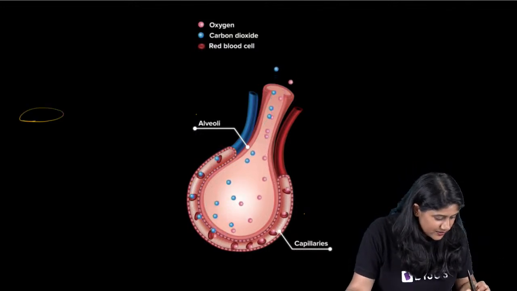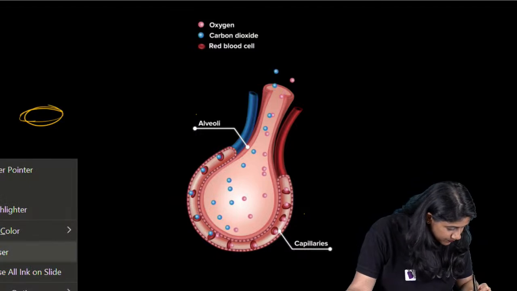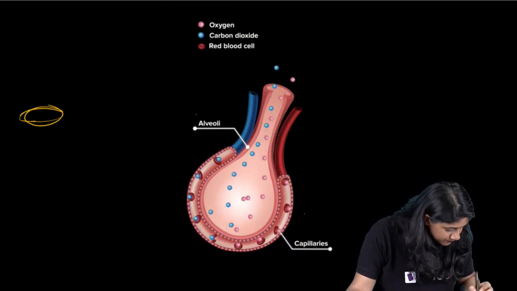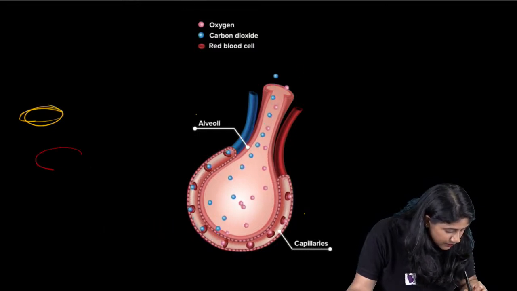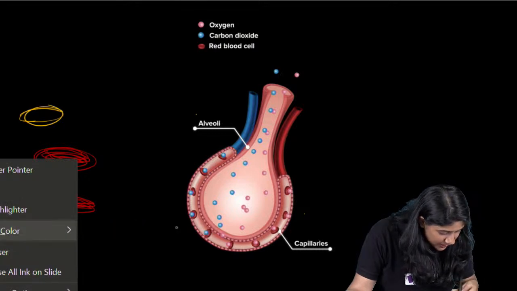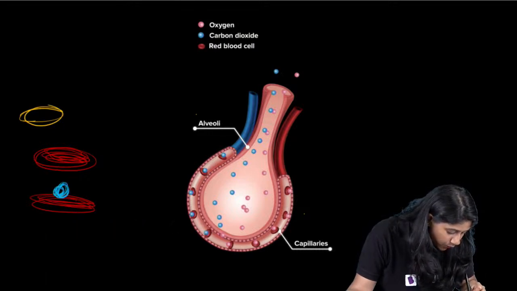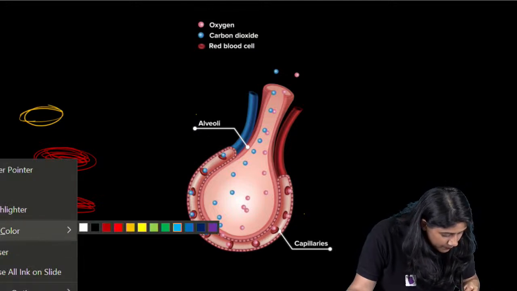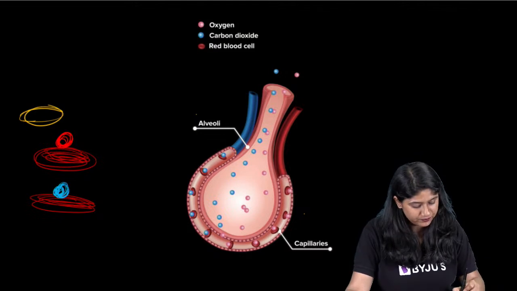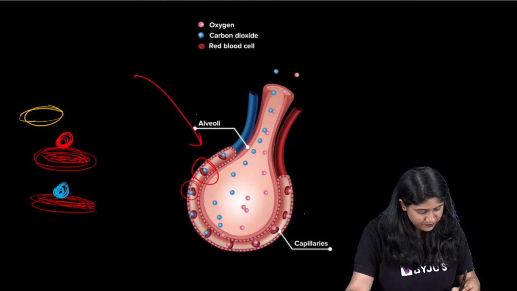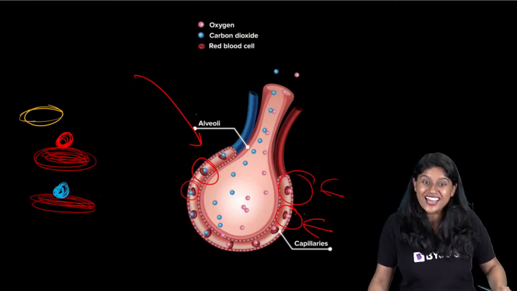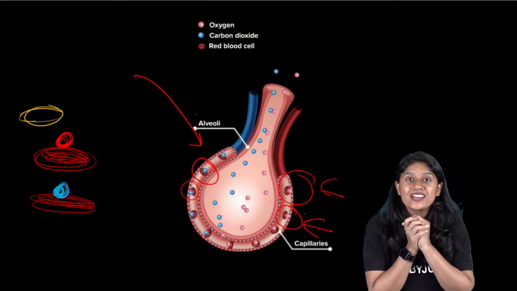On the red blood cells, this is a red blood cell. You'll be able to see a blue color ball and a red color ball. Yes or no, everyone? Can you see that? Over here. Can you see this? Yes, very good. So this is how the exchange of gases is happening.